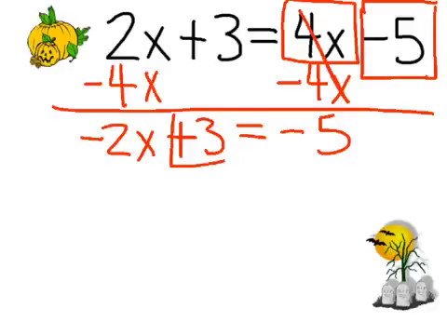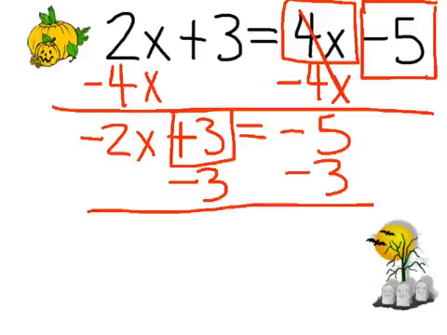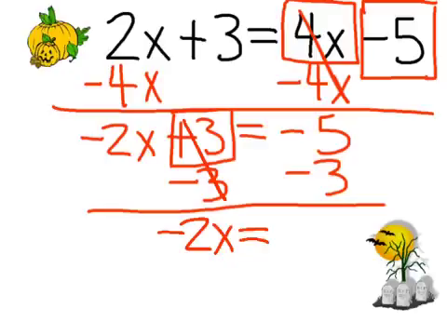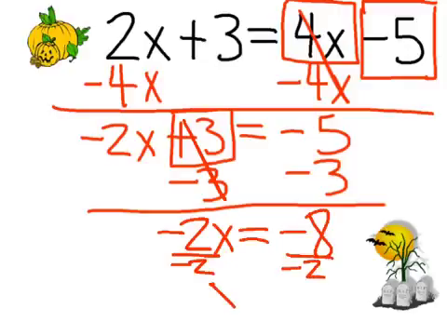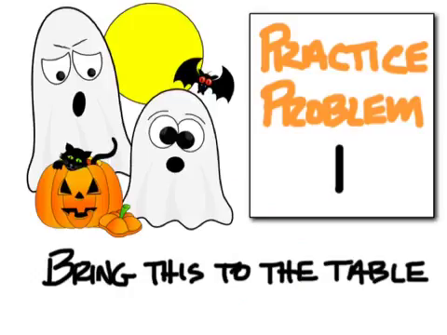Alright, next we need to get rid of this 3, move it to the other side. It's a positive 3, which means we're going to subtract 3 from both sides. Okay, we take out the 3's, which means we have negative 2x on the left. On the right, negative 5 minus 3 will be a negative 8. We divide by our coefficient, and x is going to equal positive 4.